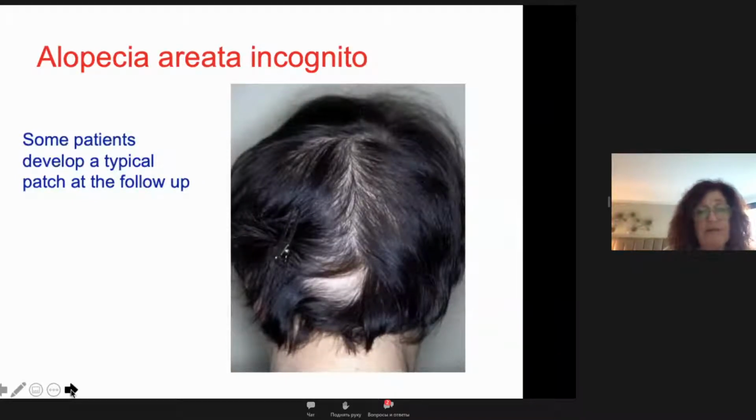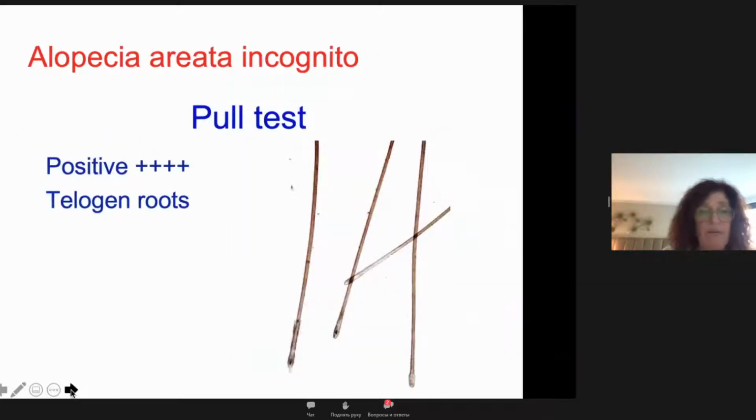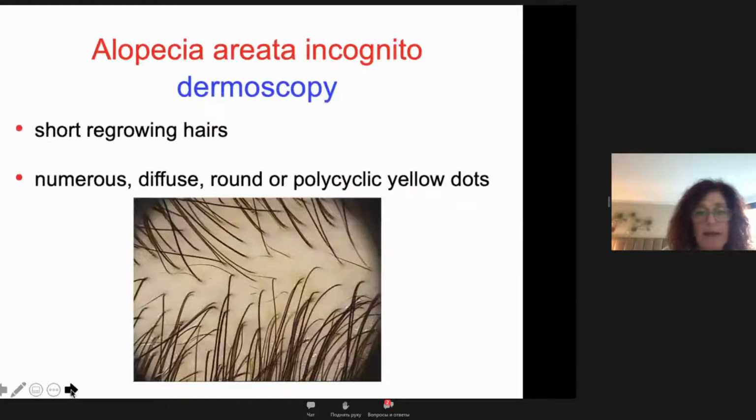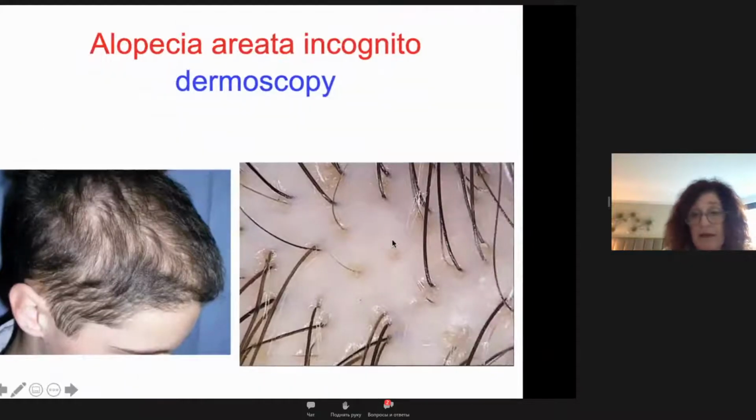Some of these patients develop typical patches at follow-up. You have a positive pull test with telogen roots. And at dermoscopy, you have the yellow dots, and you have regrowing hair of normal thickness. Here you see another dermoscopy of this child, because you may see the condition in children.